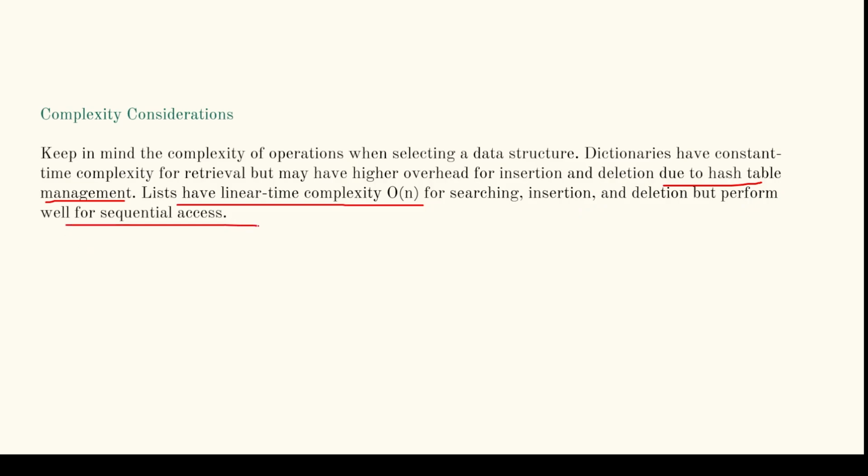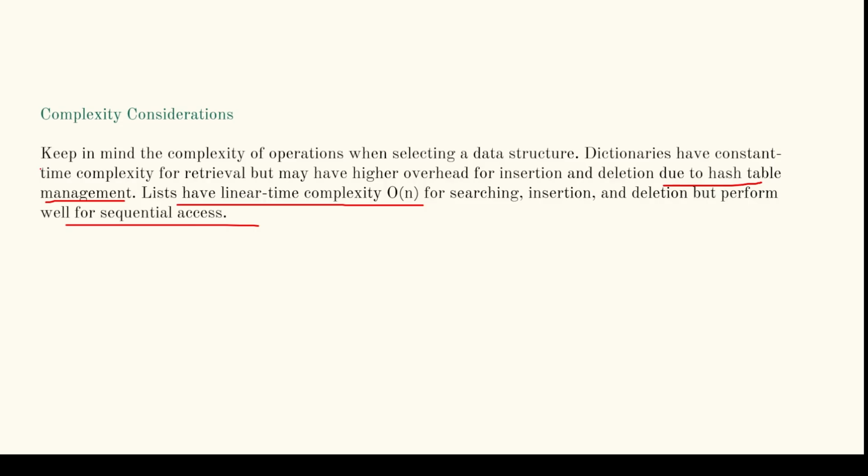Lists have linear time complexity O of n for searching, insertion, and deletion, but perform well for sequential access. In most cases, guys, you will be using list only because in most real life scenarios you have to access the data sequentially. But suppose you have a scenario where you want to access your data based on some keys, I have given this example earlier also. Like you have countries and you are storing those countries using some country code and you want to access those countries using the country code. In that case, you can go with dictionary.